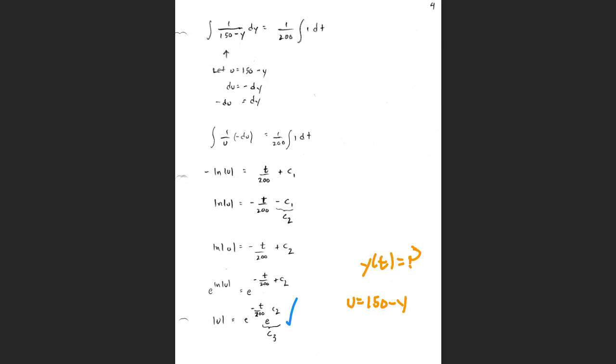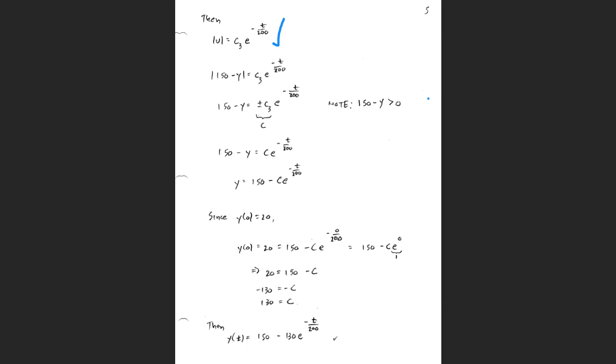Keep in mind, we're looking for y of t, which is the amount of salt in the tank at time t. We know we're going to have to put back in what u was. u was 150 minus y. We're going to have to put that back in here because we want to solve for y. So if I go to the next page, that's what I do. I put back in the 150 minus y for u.